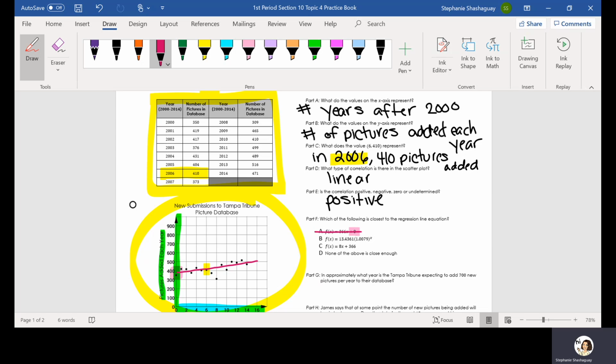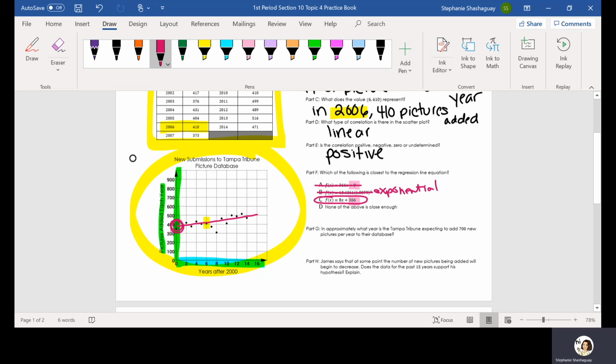Option B is showing me an exponential function. So I'm going to cross that one out. And then we have option C, which is 8x plus 366. And this 366 makes a lot of sense based on my y-intercept over here on the y-axis, which is 366. So C is the best answer, okay? That is the equation that matches that function.